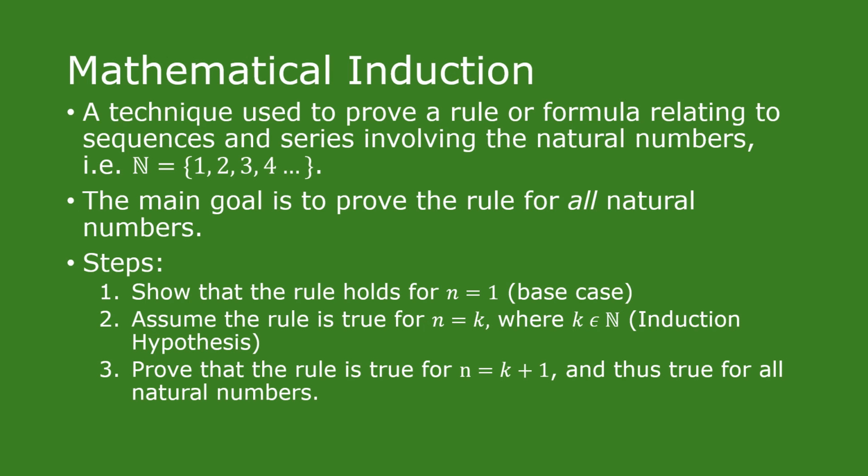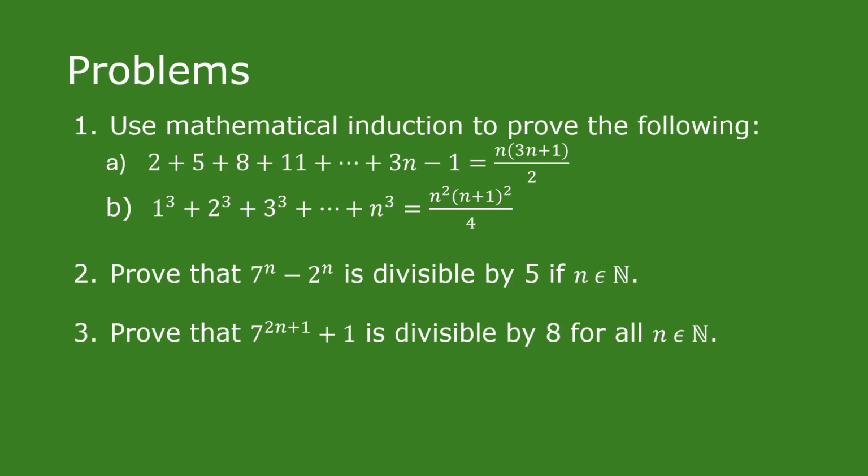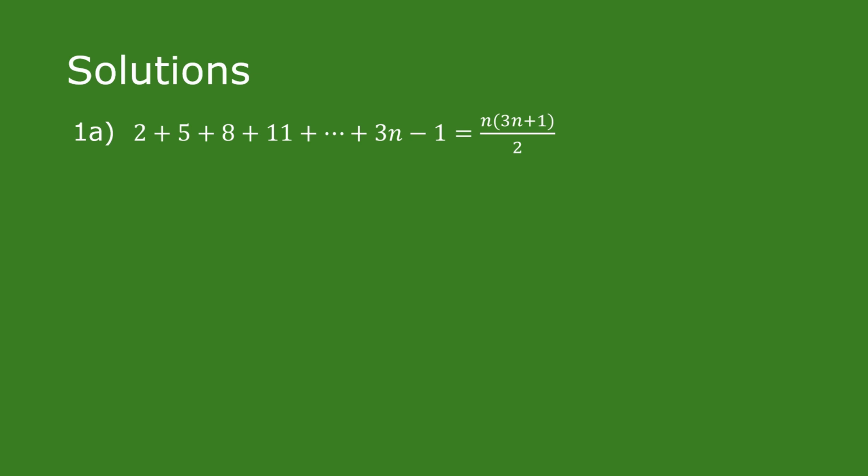So I think it's best if we just go straight to an example. So here's the first problem. So use mathematical induction to prove the following. So A is just 2 plus 5 plus 8 plus 11 plus whatever, all the way to plus 3n minus 1 is equal to n times 3n plus 1 over 2. So let's just do that one immediately. Let's do 1a. So let's go for it.